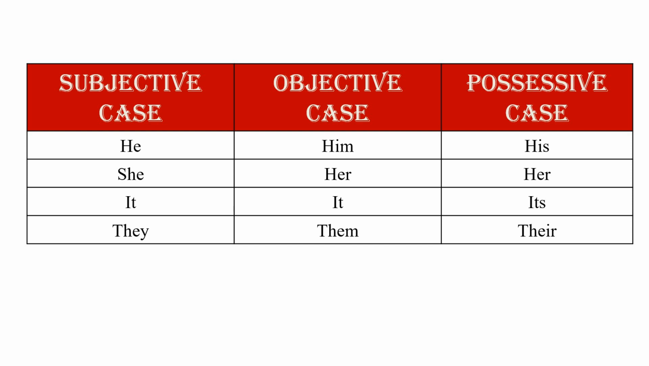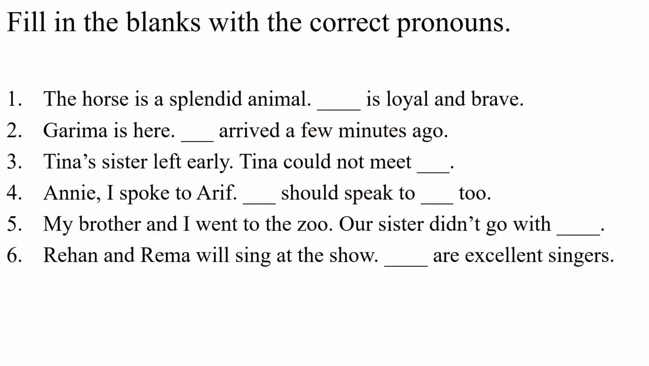Now let's solve an exercise. The question is, fill in the blanks with the correct pronouns. Here the sentences are with the blanks. The first is, the horse is a splendid animal. Dash is loyal and brave. So students, horse के लिए हम कौन सा pronoun use करेंगे? The pronoun used for horse is it.